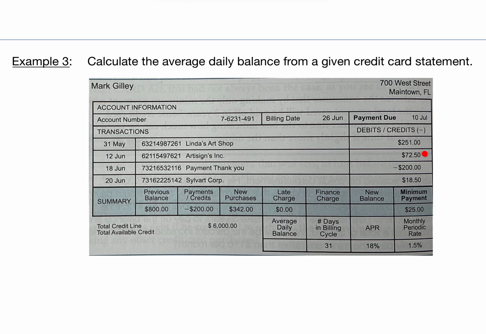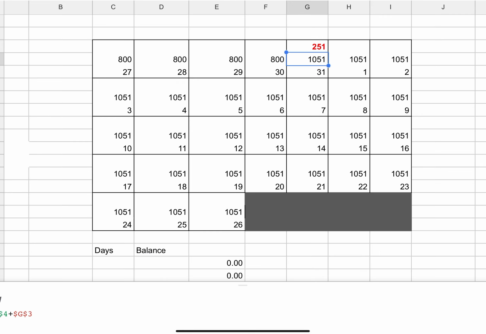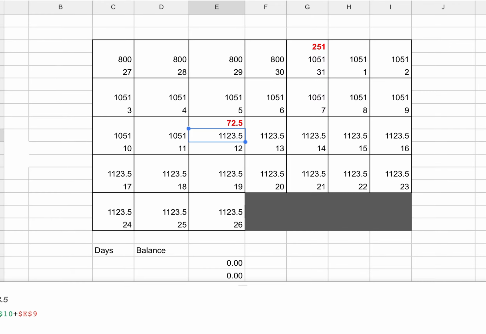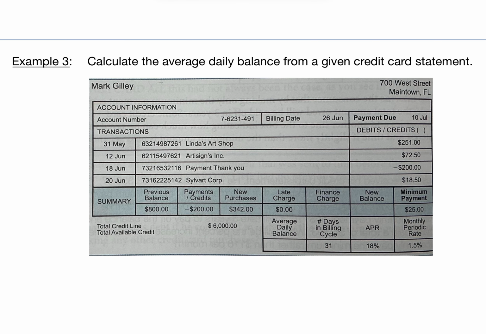Okay, then we're going to take a look at the next transaction, which took place on June 12th in the amount of $72.50. So on the 12th of June, we're going to put down $72.50. Okay, and notice that my spreadsheet automatically updates the total to now $1,123.50.